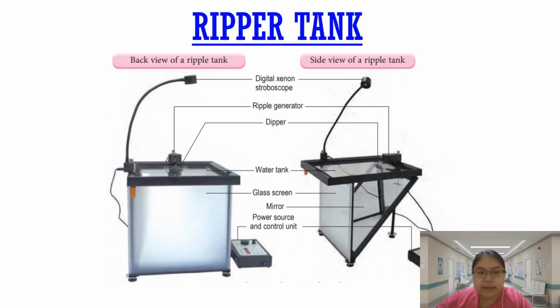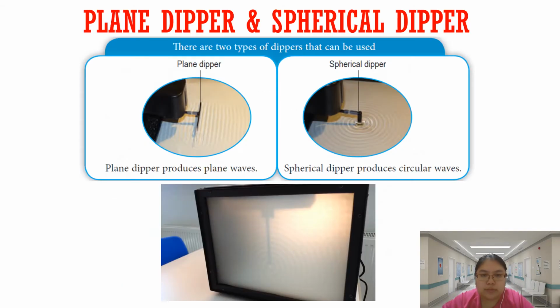Okay, next we're going to see the ripple tank. The ripple tank is one of the instruments to find out about water waves. This one is a diagram for the ripple tank. This one is a side view. This one is a back view. We put the water here. After I switch on the light, you can see here this one is the result, the water wave from the ripple tank.